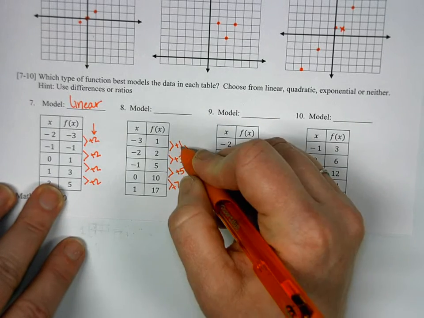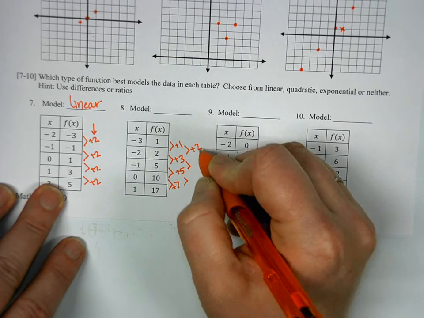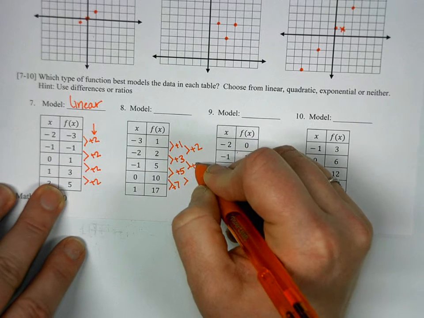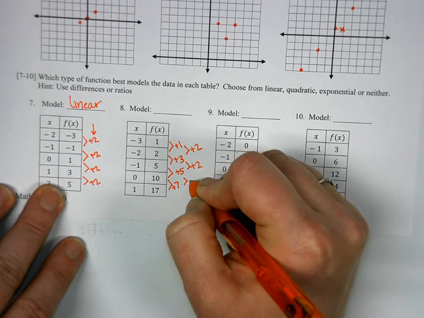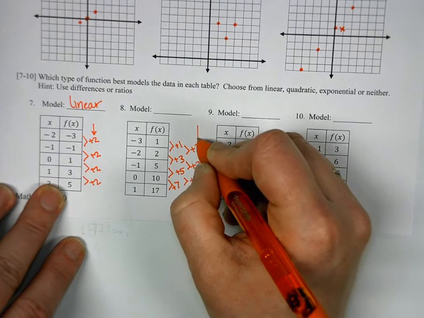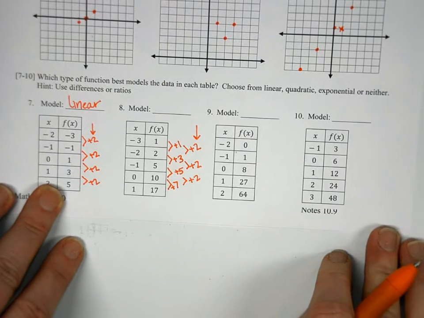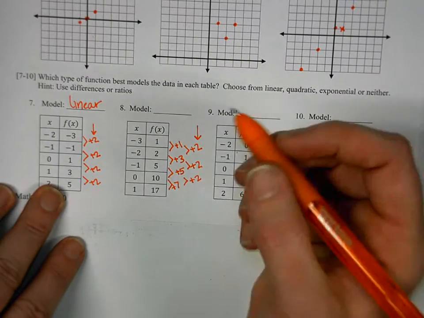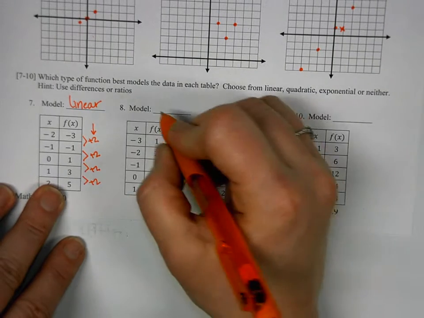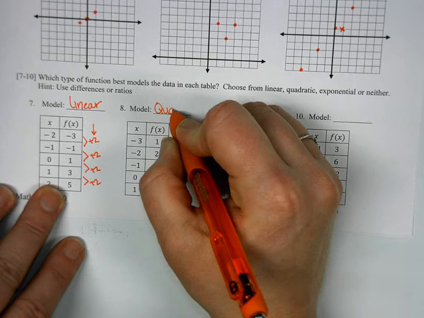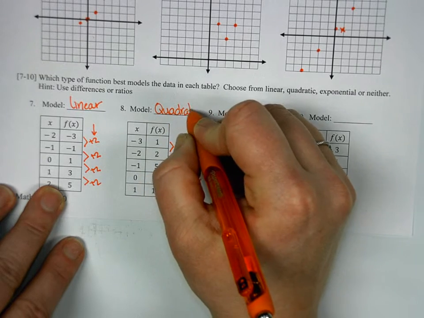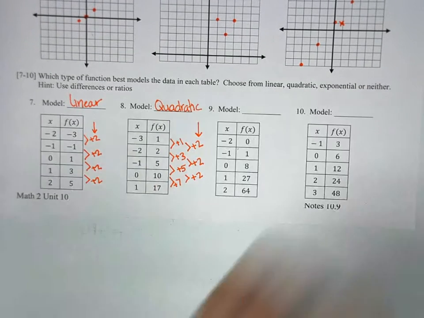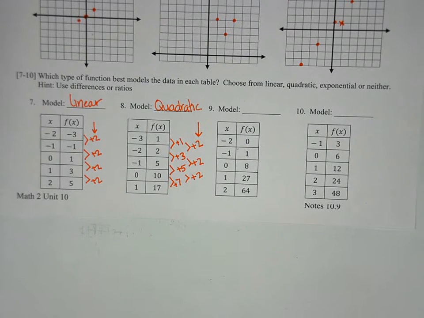So to go from 1 to 3, I have to add 2. 3 to 5, I have to add 2. 5 to 7, I have to add 2. Are these, the second differences, the same? Yes. That means quadratic. So usually start with your linear and exponential. Check for those first, because those are usually the easier ones to notice. If it's neither of those, then go through the work of the quadratic.